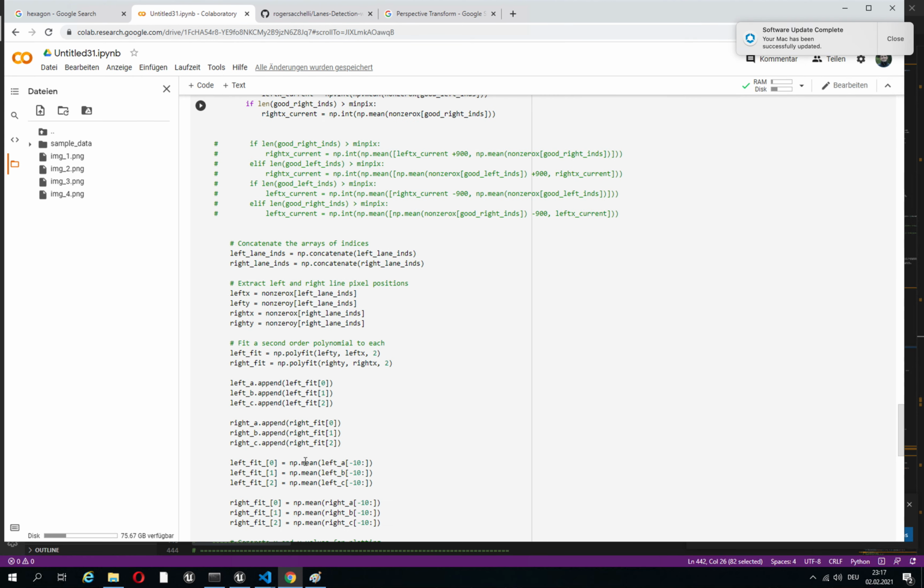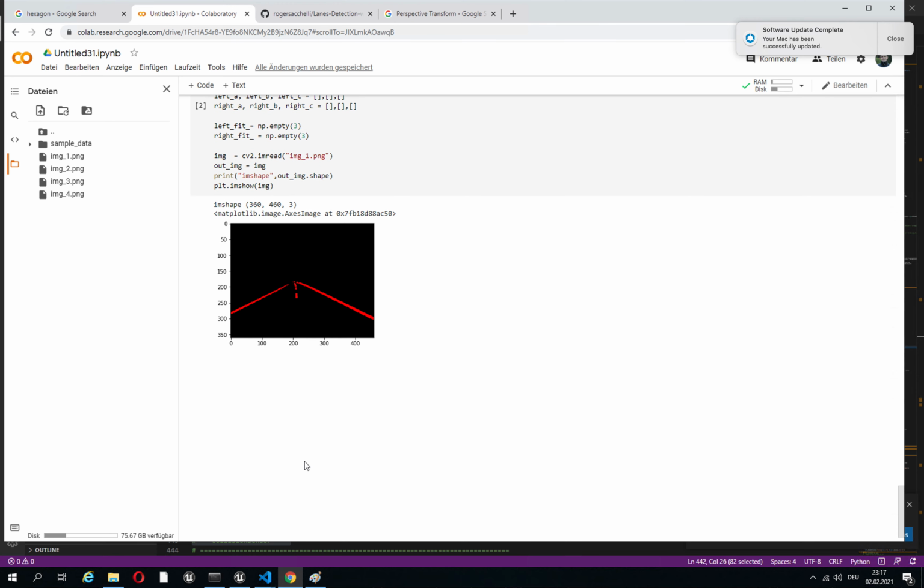Okay, so basically we stopped here, and I was talking about the histogram. We wanted to use the histogram to detect the location, or at least the starting point, of the lanes or the lane markers on the scene.